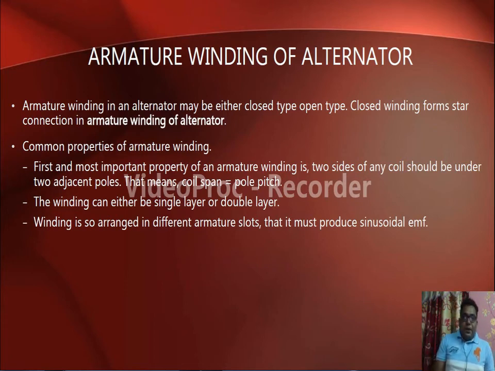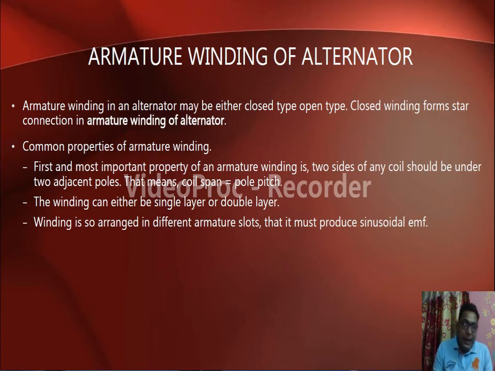Okay, so some information is given over here. So what is the information? First and most important property of armature winding is that the two sides of a coil should be under two adjacent poles. So that means coil span is equal to pole pitch.